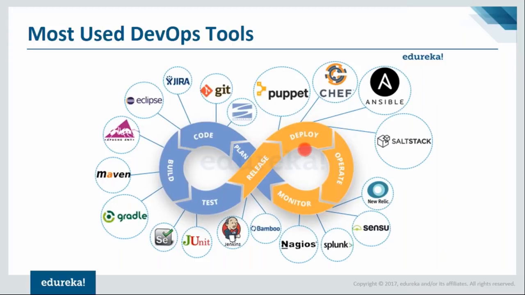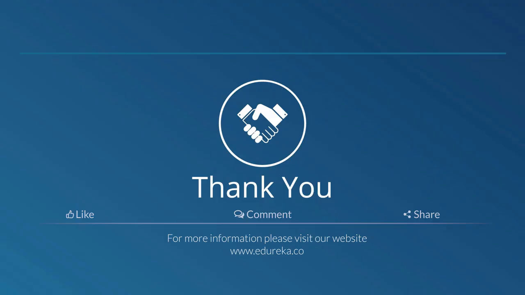So in deployment, we have two different categories. One is configuration management and the other is containerization. In configuration management, we have tools like Puppet, Chef, Ansible, and SaltStack. And for containerization, we have tools like Docker, Vagrant, Kubernetes, and many more which are gaining popularity. And then finally, for monitoring, we have tools like Nagios, Splunk, Sensu, New Relic, ELK, and many more. A lot of these tools are also used in Agile development. However, the reason they are called DevOps tools is because they enable automation, and automation is fully achieved only in DevOps.